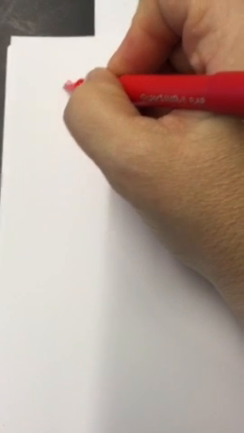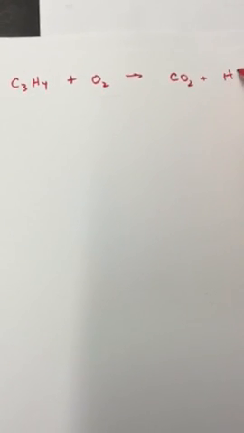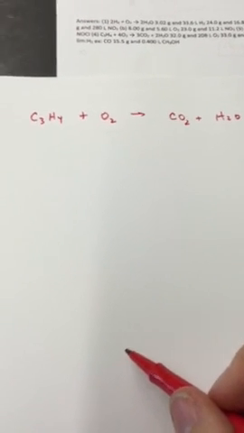I'm going to solve problem number 4. Problem number 4 says that propyne, C3H4, undergoes combustion with oxygen to produce carbon dioxide and water. It wants us to balance this.